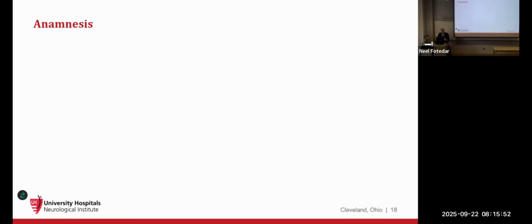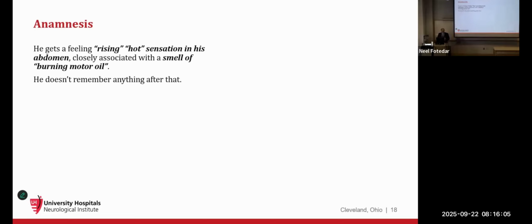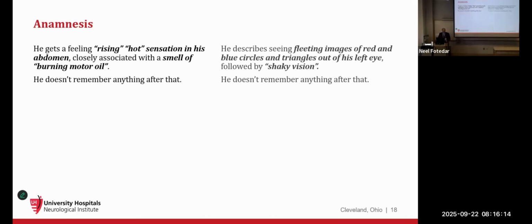Now I'm going to give you two hypothetical scenarios in terms of what his aura is, and hopefully I can get you to understand how big of a difference that will make in the story. This is the first hypothetical scenario. He gets a feeling of rising hot sensation in his belly associated with the smell of burning motor oil. After that, he doesn't remember anything. And the second scenario, they're both hypothetical. He says, oh, doc, I see fleeting images of red and blue circles and triangles out of my left eye. After that, my vision is shaky, and then I don't remember what happened.